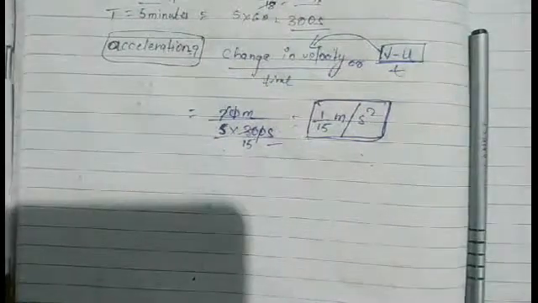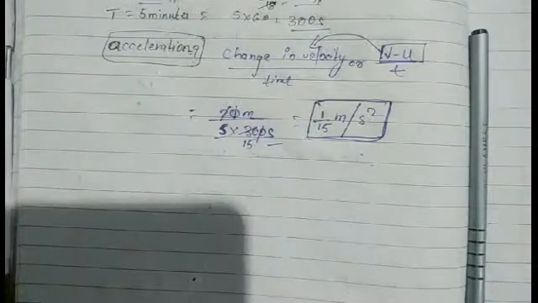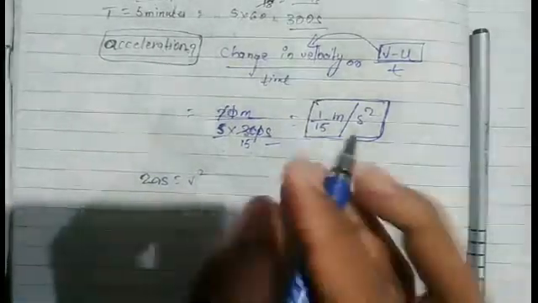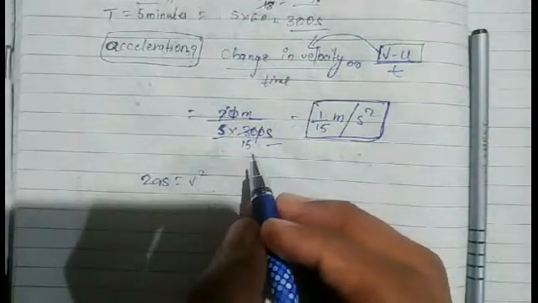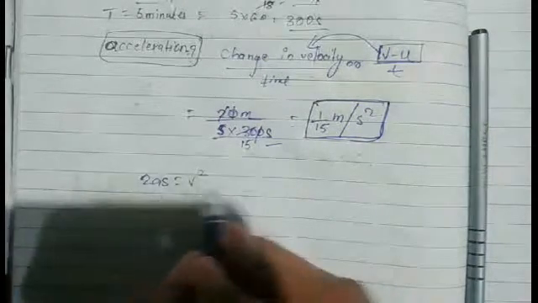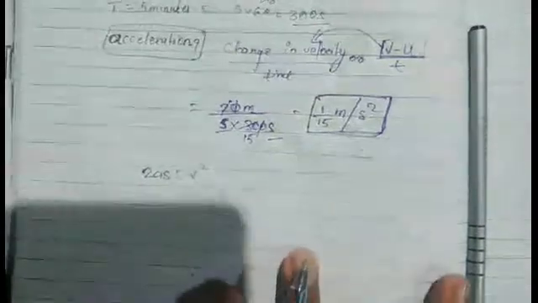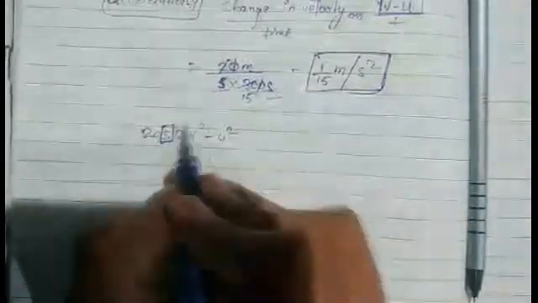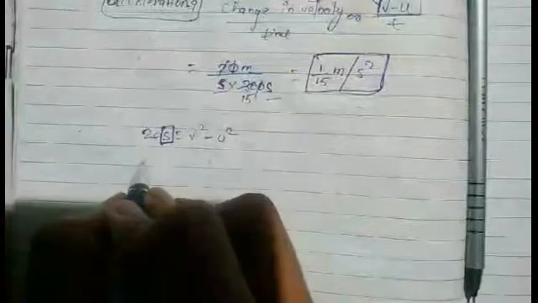So for this we have to use a formula, that is 2as is equal to v square minus u square. This is derived, and I can also upload a video for the derivation of these formulas, but for now you just take it as a formula. So here we have to find s, that is distance or displacement. So now we put in all the values.